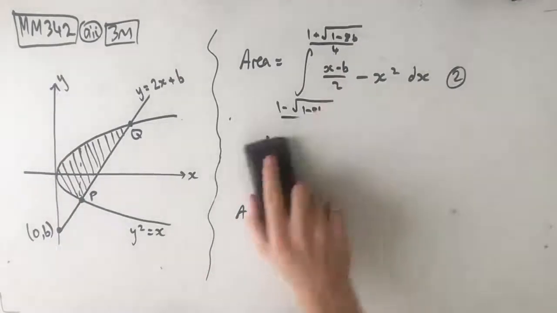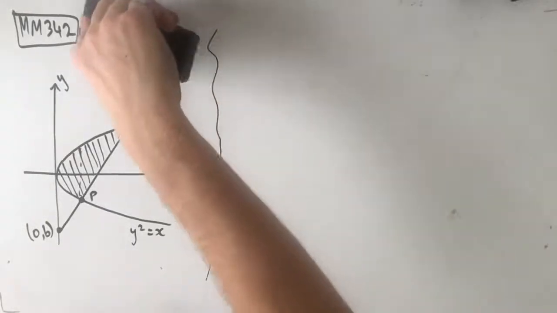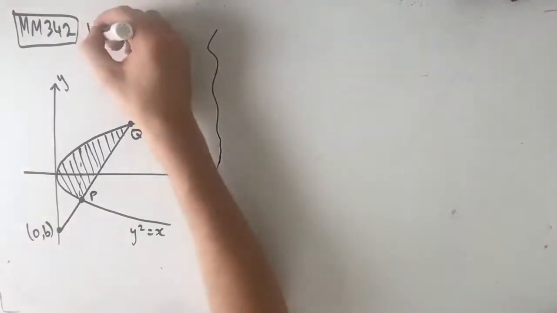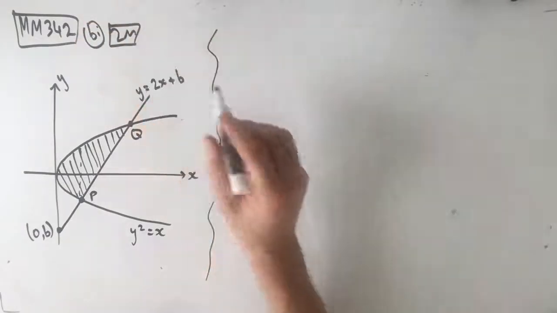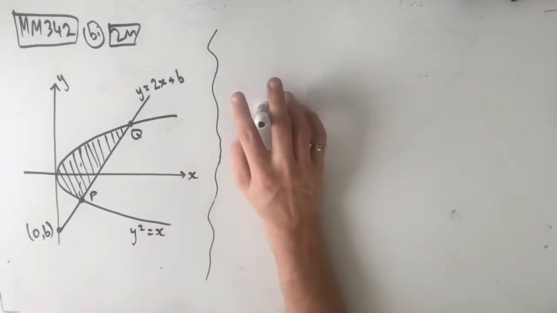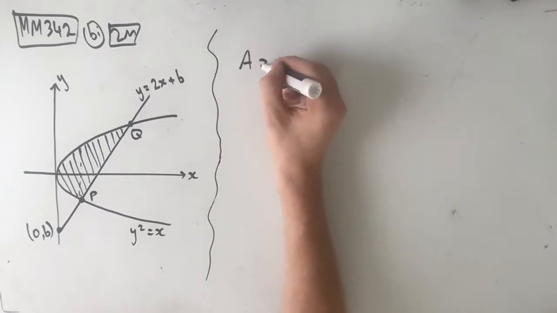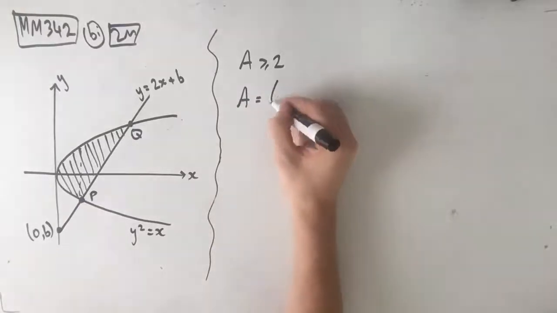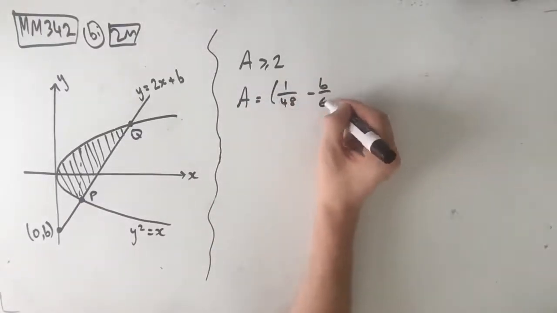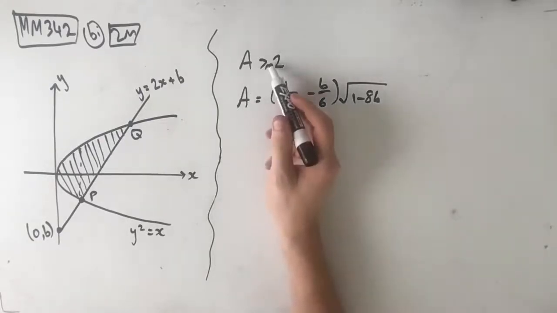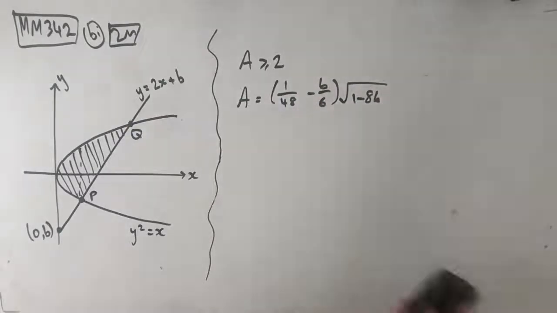Now part B is a 2-mark question, so we're getting a little bit simpler, but this does rely on the fact that you find out what the area is in part A. So part B i is 2 marks, and it asks us to find the range of values of b, correct to 3 decimal places, for which A is greater than or equal to 2. So for which our area is greater than or equal to 2. Now in the previous part, we found that A was equal to (1/48 minus b/6) times root (1 minus 8b). And therefore, if the area is greater than or equal to 2, then this must be greater than or equal to 2.